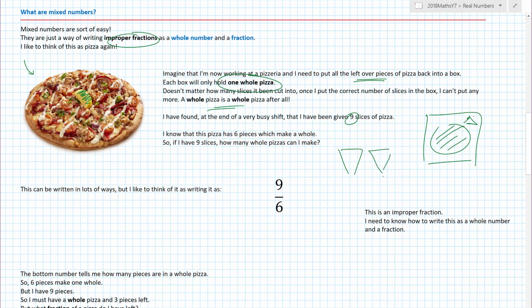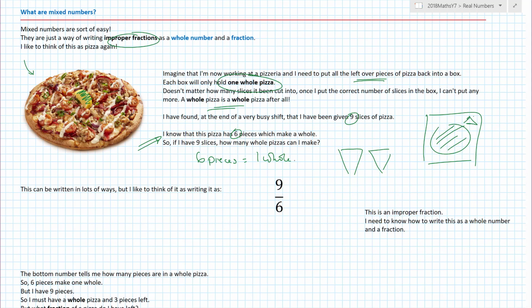Now, my pizza boxes, I know, will actually only hold 6 pieces in each pizza box. So that's like saying 6 pieces is equal to one whole pizza. Right, so hold on. If I have 9 slices, how many whole pizzas can I make?